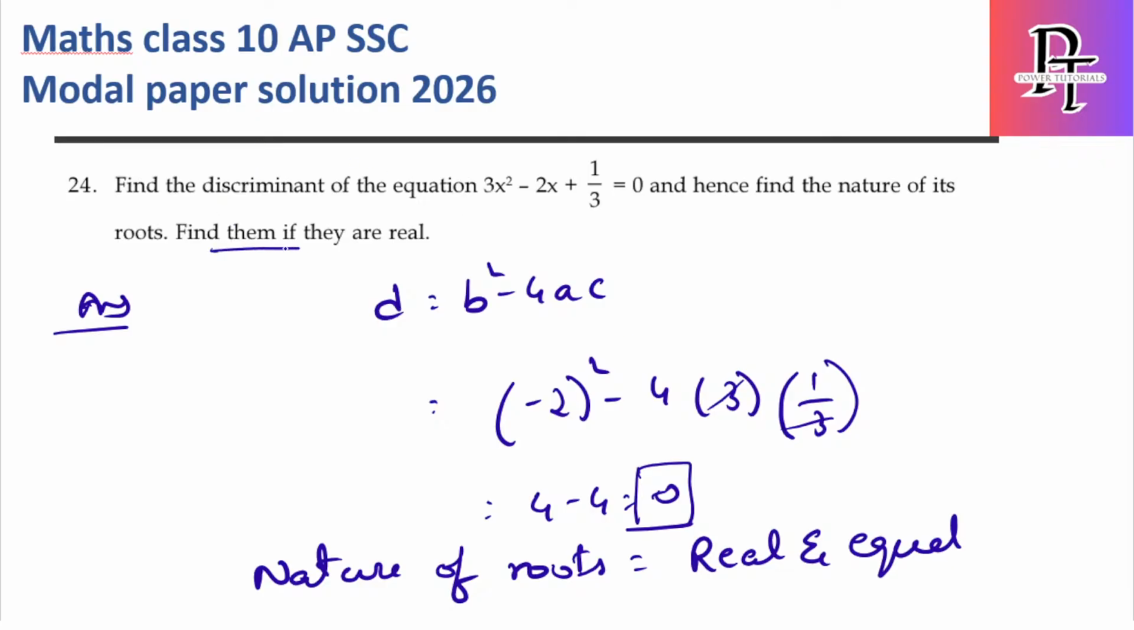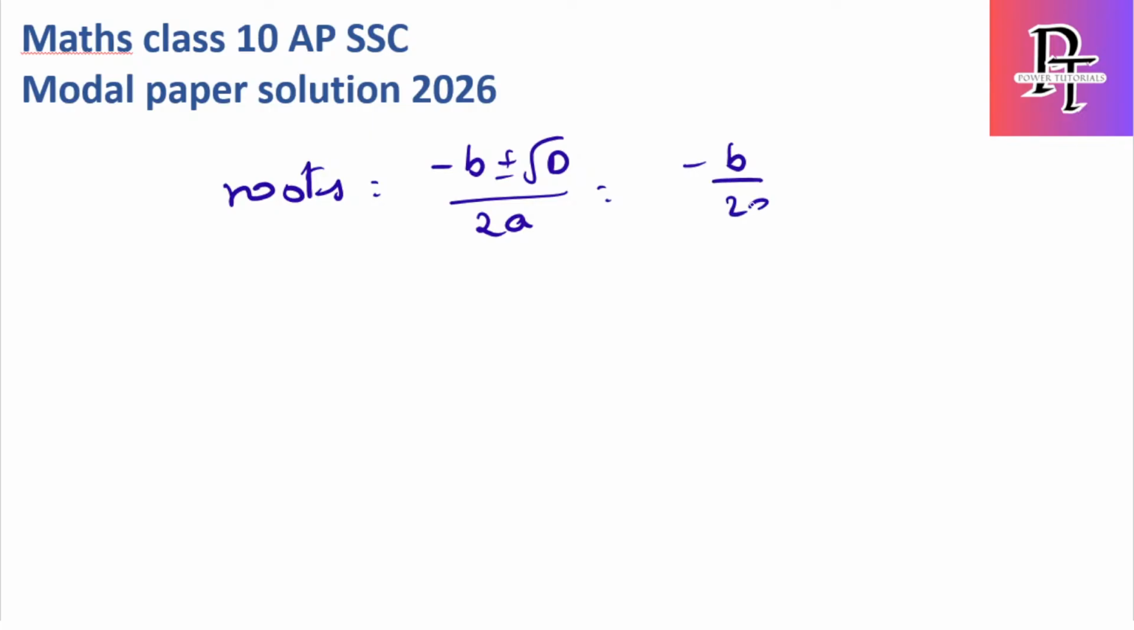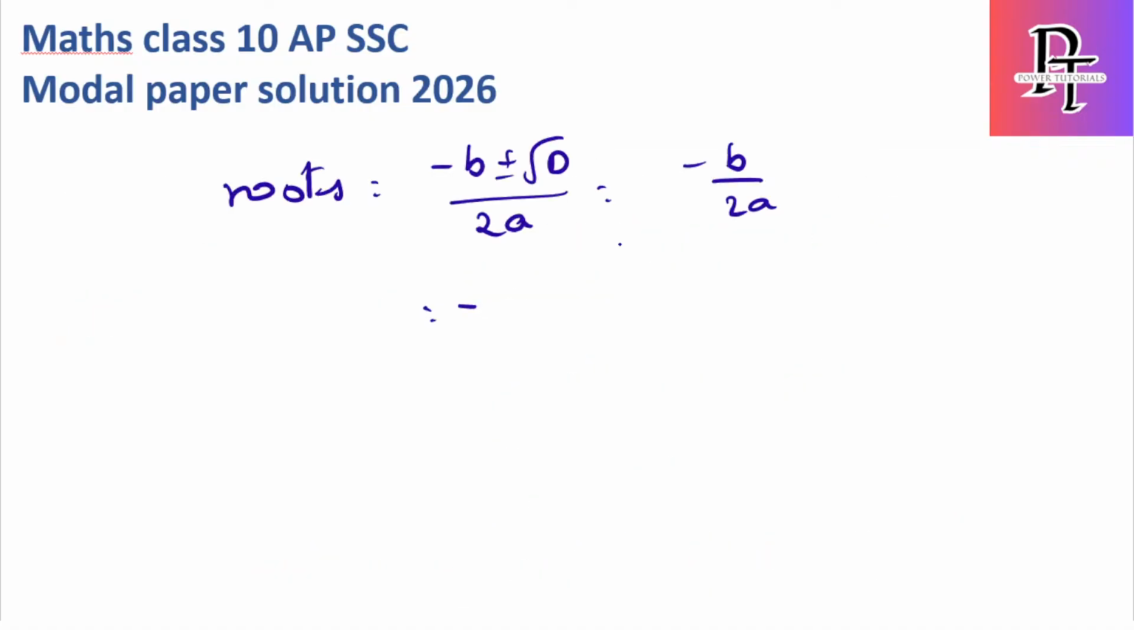So they're also asking the next one, find them. So we have to find them. So I can solve it using the quadratic equation formula, because that is easier if you already know the D value. So I'll simply write roots is equal to minus b plus or minus this value, which is 0. So simply minus b by 2a are the roots. So minus b values how much? Okay, I'll write the values. A is 3, B is minus 2, and C is 1 by 3. Okay, B is minus 2, substitute it.